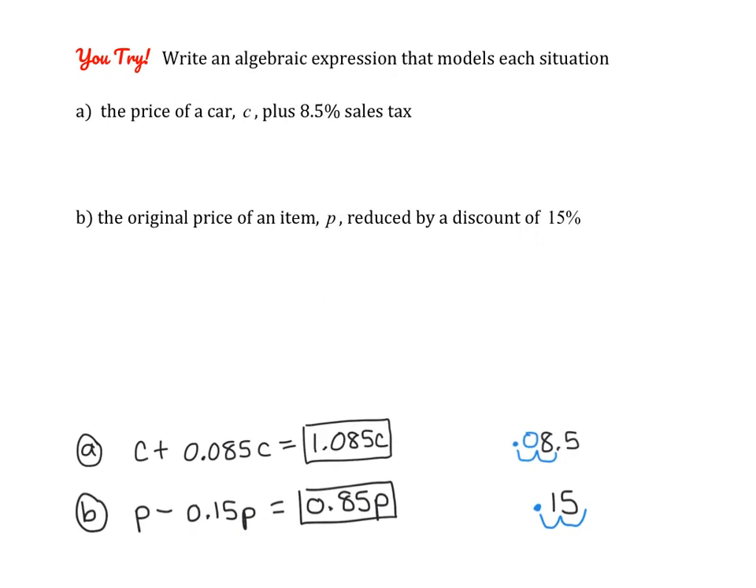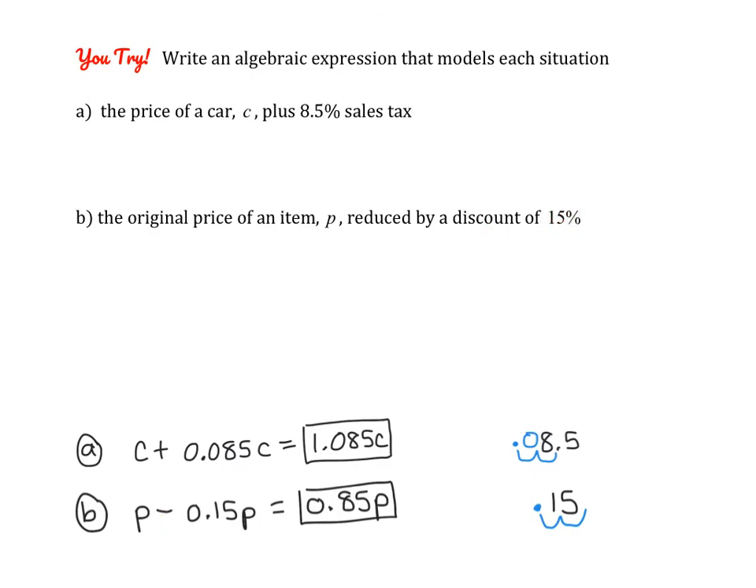Okay, let's start with part A, the price of a car, so C, plus 8.5% sales tax. So here's 8.5. Remember, we moved the decimal point 2 spaces to the left, so the decimal version is 0.085. So you have 0.085 times C. That's 8.5% of the total cost. So then the two you can add together, and it should give you 1.085C.